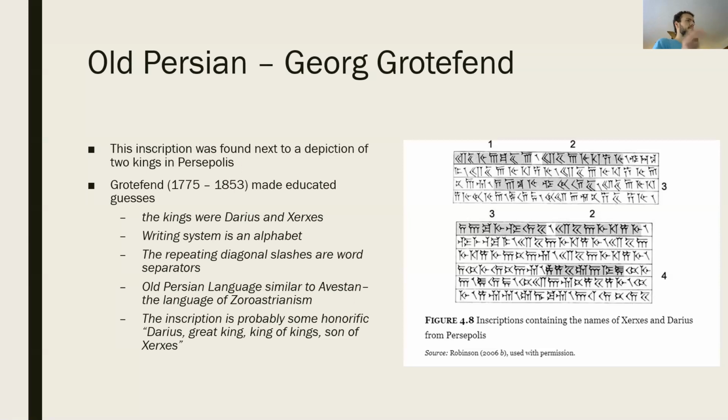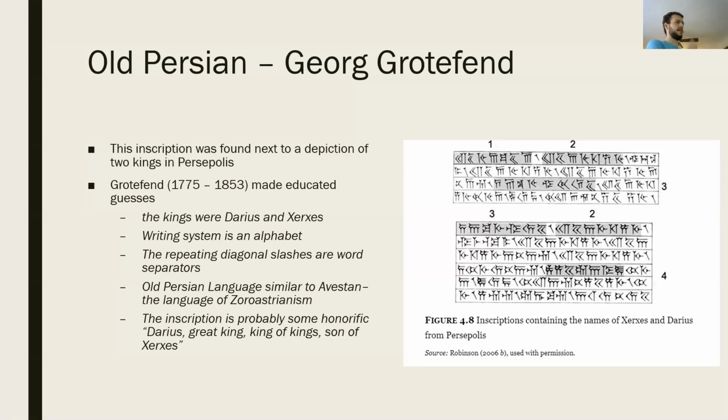He also noticed, and you can see in this text as well, that a lot of these symbols are separated by diagonal slashes. And what he assumed is that those diagonal slashes are used for word separators, which gives further indication that this writing system is more phonetic and is more alphabetic.